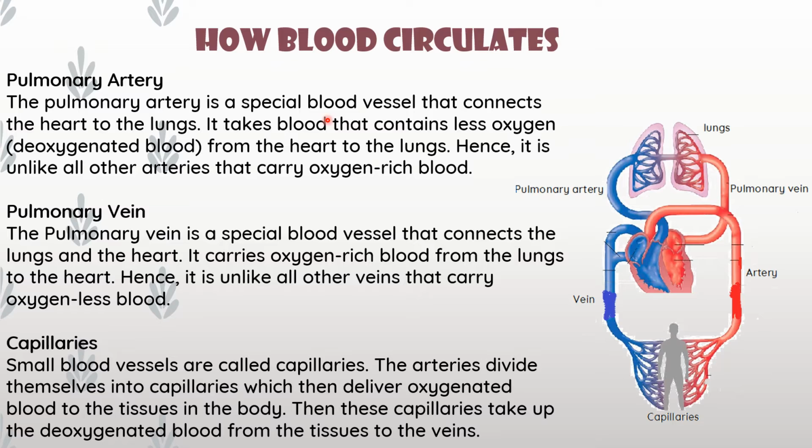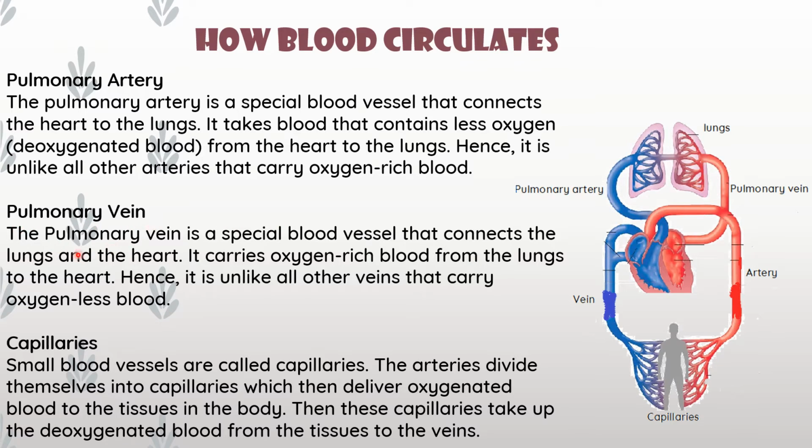The pulmonary artery takes blood that contains less oxygen, or deoxygenated blood, from the heart to the lungs. Hence, it is unlike all other arteries that carry oxygen rich blood. Arteries actually carry oxygen rich blood, shown in red color, but this pulmonary artery that connects the heart to the lungs carries deoxygenated blood, that is, carbon dioxide rich or less oxygen blood. Okay, that is the pulmonary artery.